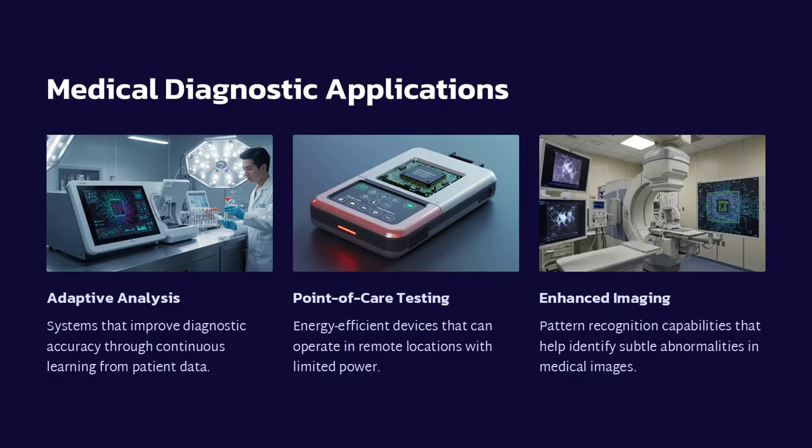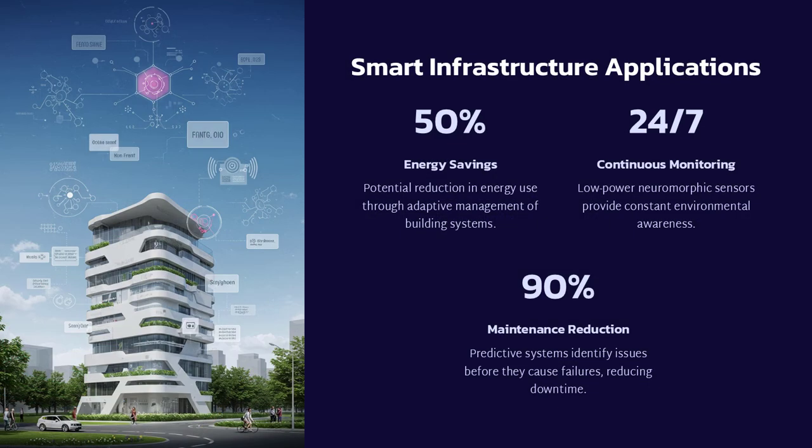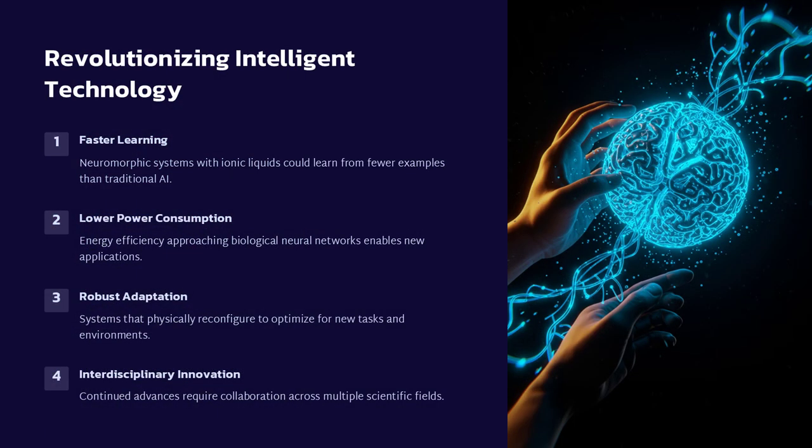How might these innovations impact the future of AI? With ongoing advancements, neuromorphic systems based on ionic liquids could lead to AI that learns faster, operates with lower power consumption, and adapts more robustly to new tasks, qualities that are essential for the next wave of intelligent technology.